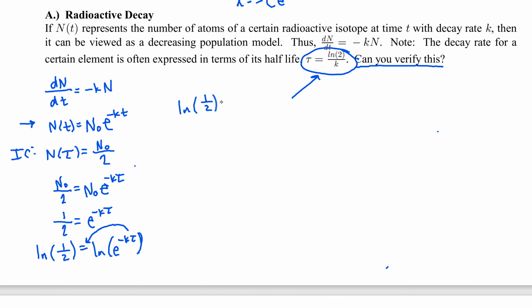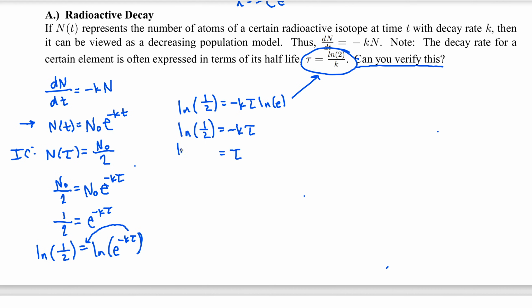So we have natural log of 1/2 equals negative k tau natural log of e. Recall that natural log of e is equal to 1. So here we have negative k tau times 1. If we solve for tau, we're going to end up with natural log of 1/2 divided by negative k. Now remember, keep your eye on the goal here. We're attempting to prove that we get natural log of 2 over k.